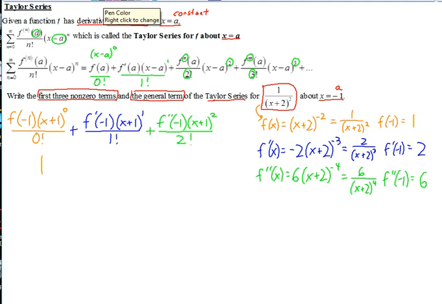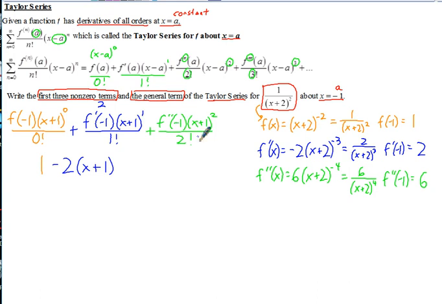F prime of negative 1, that was 2. Divided by 1 factorial is just 1, so that's just 2, so plus 2. And then, sorry, it wasn't positive 2. Made a mistake here. This was a negative 2 here. Sorry about that. So that makes this negative 2, so it'd be negative 2. And then x plus 1 to the first is just x plus 1.